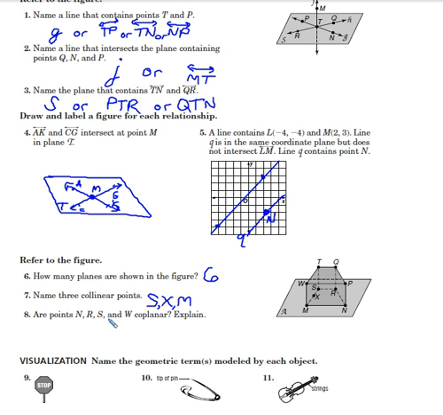And the question is, are N, R, S, W coplanar, meaning are they on the same plane? N here, R here, S here are all on this bottom plane, but W is not. The answer to this question is no. W is on a different plane.